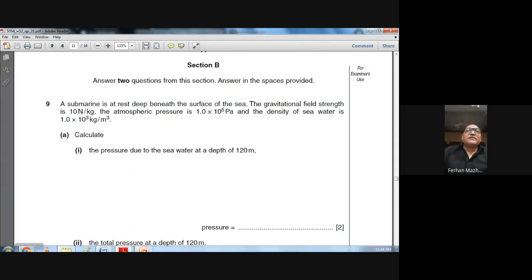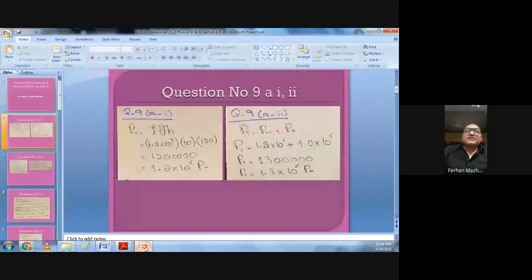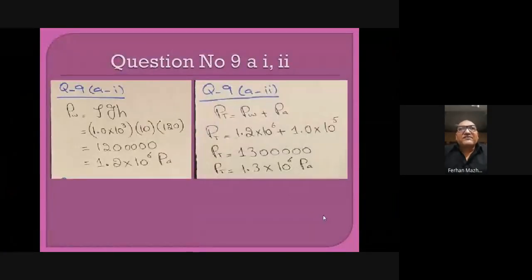I have done this on a paper. Let me show you my work. So hopefully this is visible on your screen. So the pressure of the water we can find out by the formula rho g h. The rho value is 1.0 x 10^3, g value is 10, and the h value is 120. You just multiply them, and the final answer will be 1.2 x 10^6 Pascal.